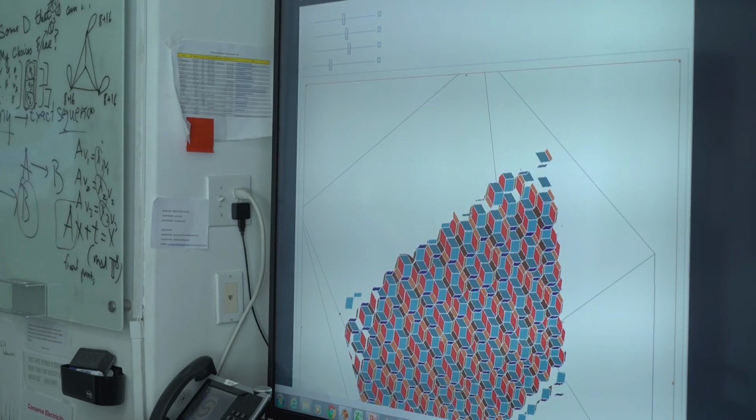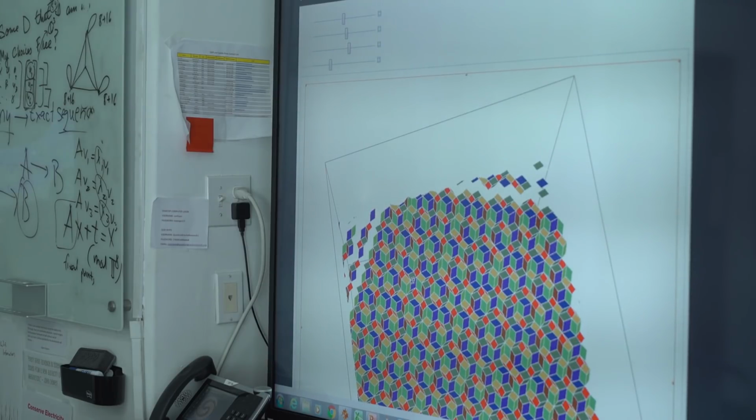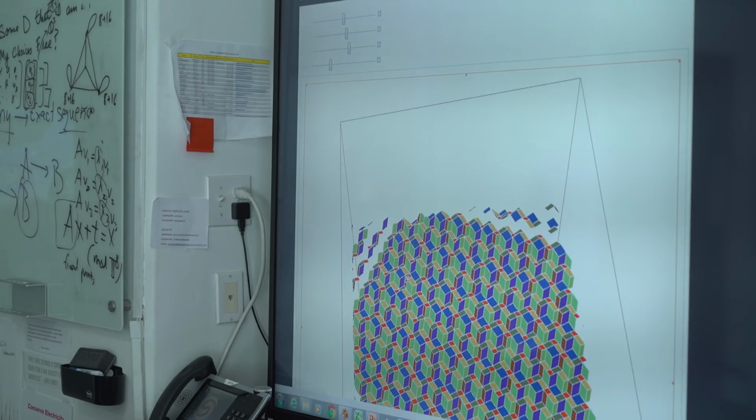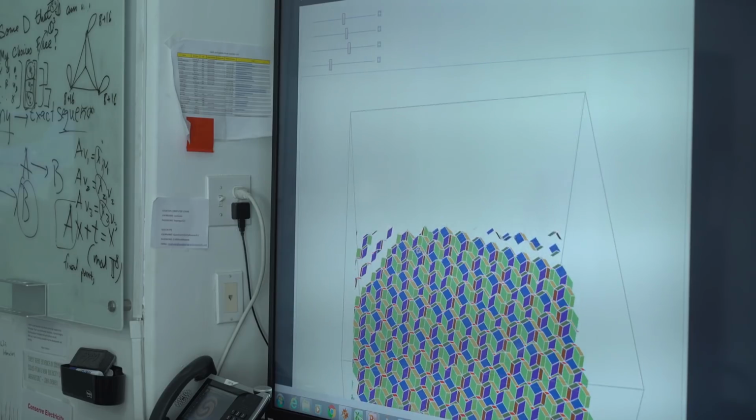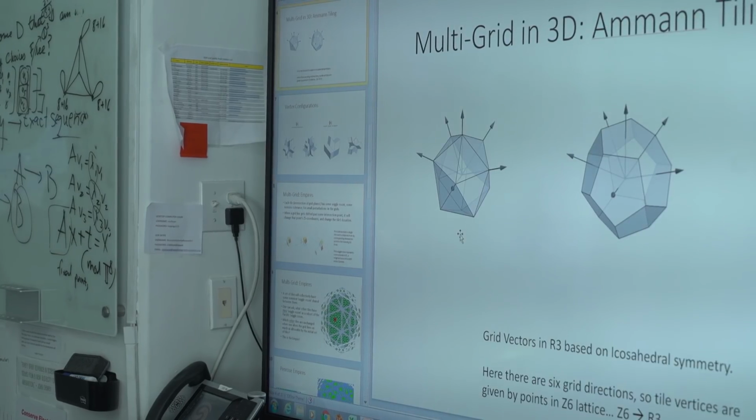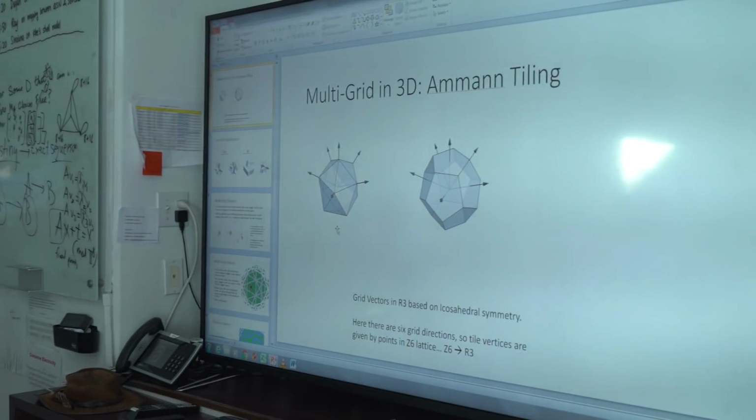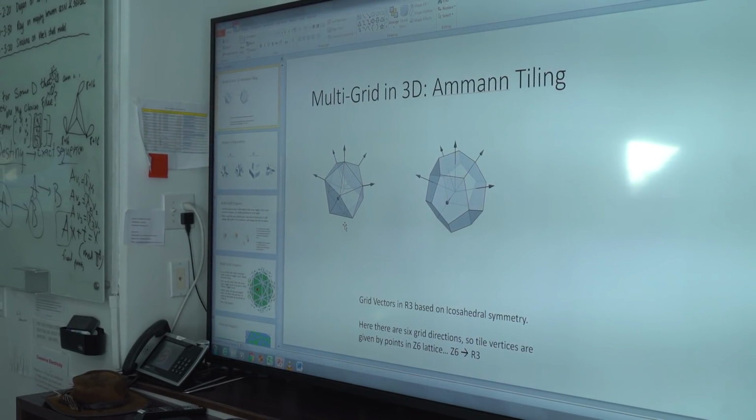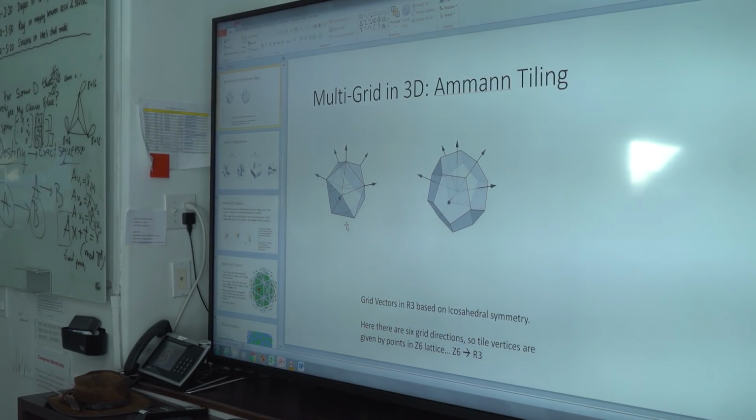Yeah, and here each tile is identical now. Instead of having thick rhombs and thin rhombs, when you tilt them, you kind of unfrustrate them, I guess. Yeah, they're the faces of the rhombohedron in 3D Penrose tiling. So, multigrid. You could do the multigrid in a three-dimensional setting or n-dimensional setting.